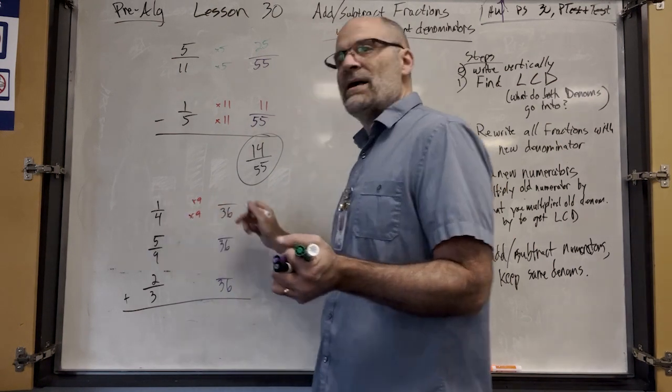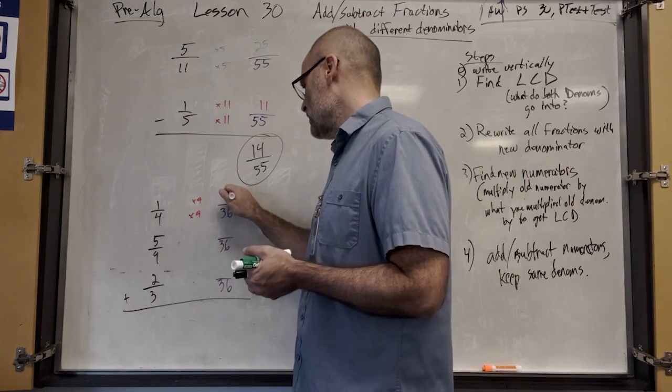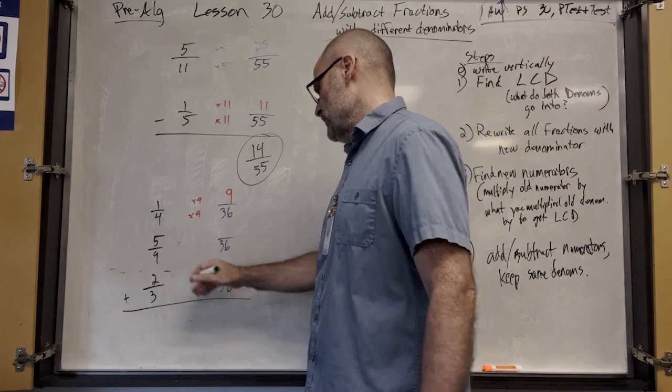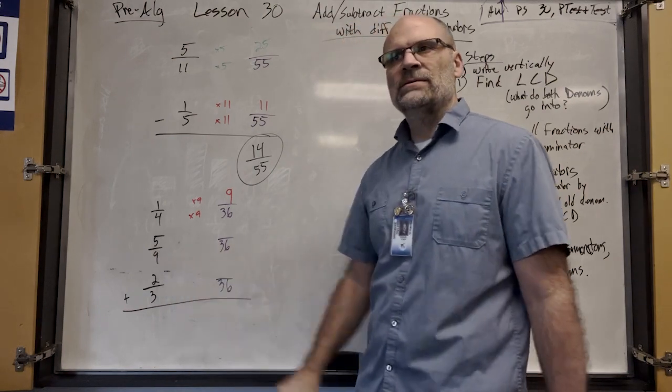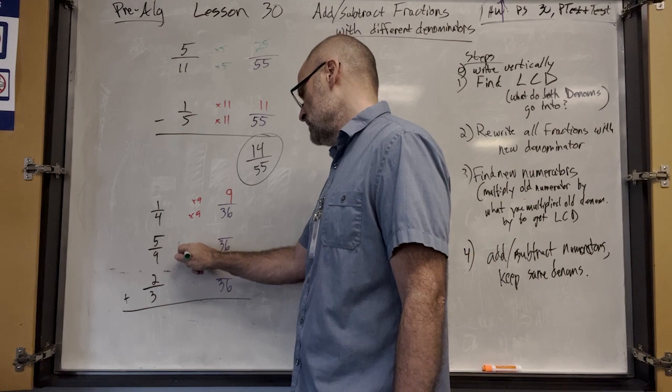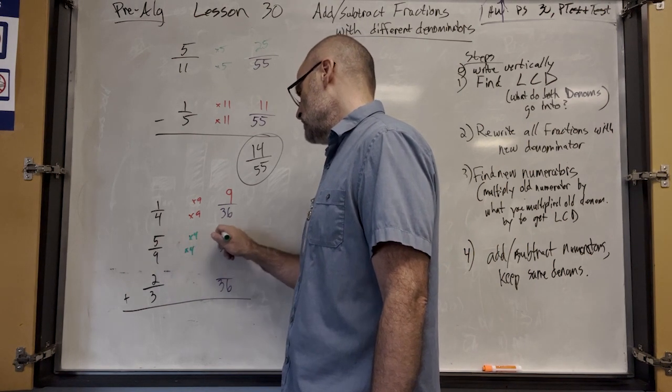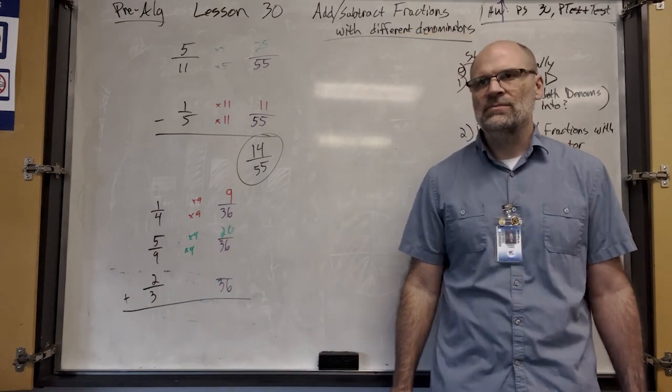So then you just do that math. What's 1 times 9? 9. All right. What did you do to that 9 to make it a 36? Multiplied it by 4. 5 times 4, 20. See how we're doing the same thing to the top as we are to the bottom?